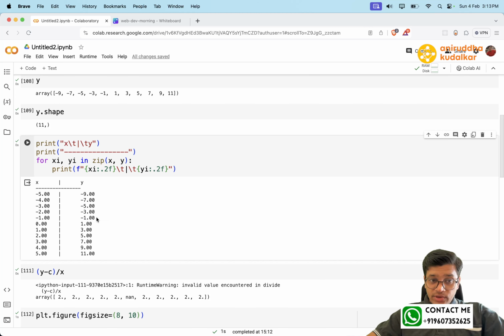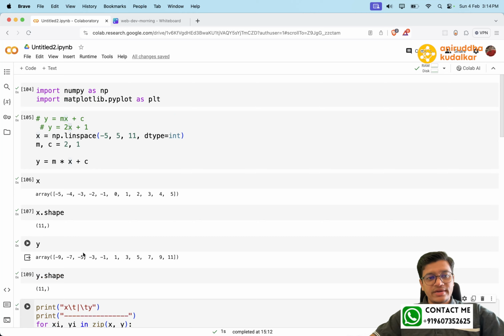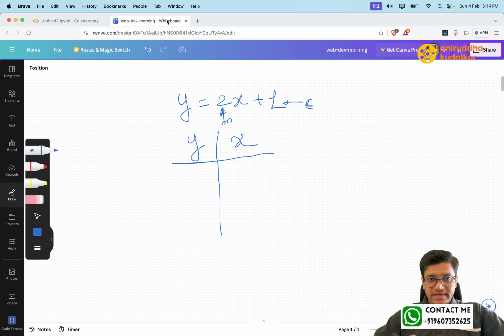If you see this, there is a difference of 2. Minus 9, minus 7, difference of 2. Minus 7, minus 5, difference of 2. Minus 3, minus 1, difference of 2. 1, 3, 5, 7, 9, 11, all with a difference of 2, which means that there is something constant over here. And if you look at y is equals to mx plus c, it is nothing but that constant thing, right?